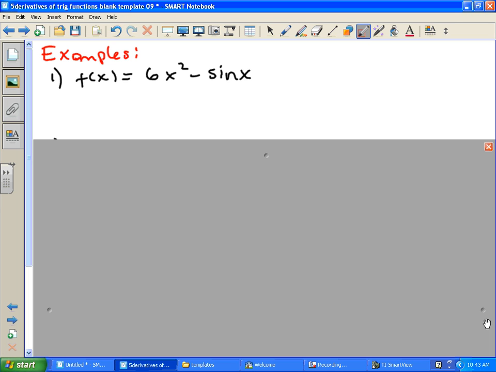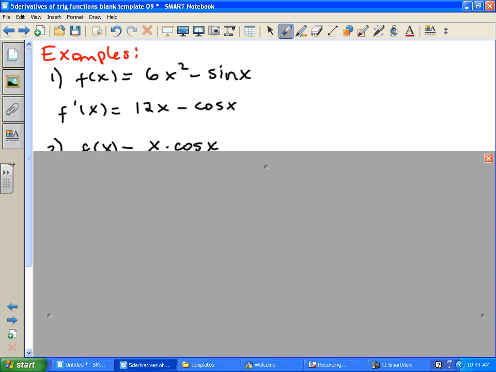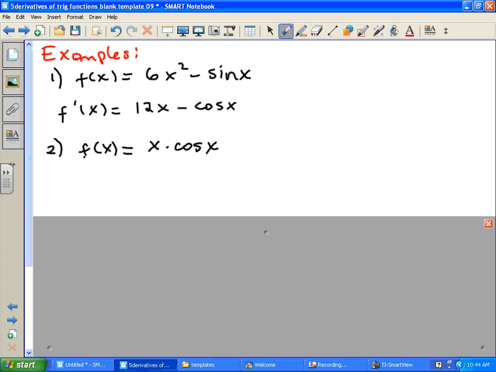Okay, so here we have f prime of x equals. We're going to go piece by piece. Derivative of the first piece, 12x. Derivative of the second piece, it's cosine, but the minus in the middle has to stay, so it's going to be minus cosine x. Okay, how about this one? x times cosine x. Let's find the derivative of this function. Give you a few moments.